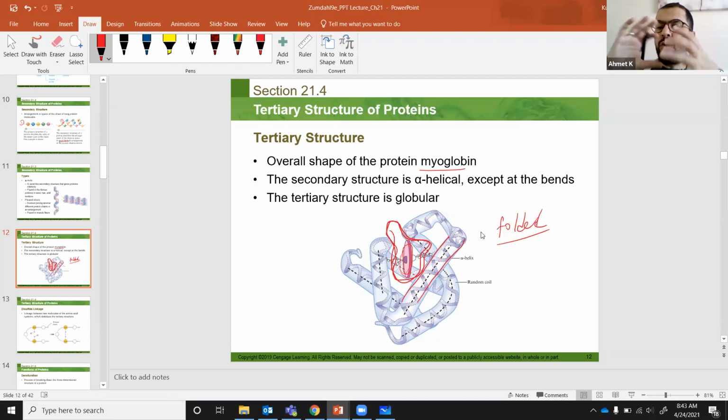So it has to, again, fold in a very specific way. It has to have a very specific tertiary structure so that it can actually perform its function.